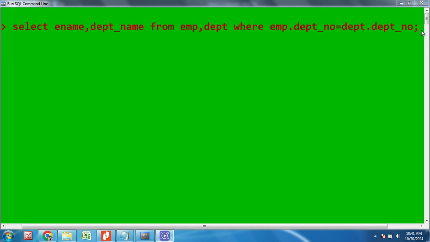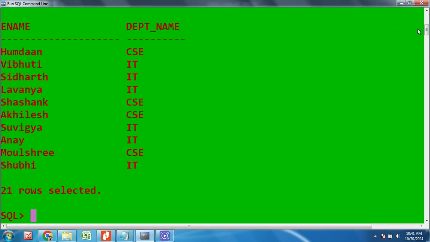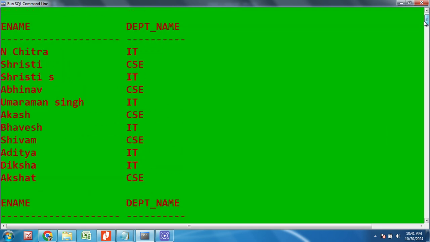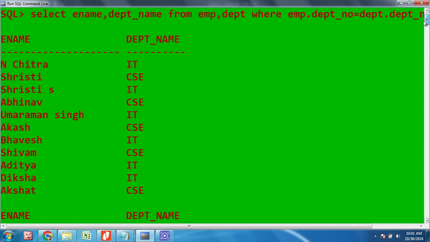So the output will be, just see, this is the output where they are showing the matching values. In both the tables their department number is the same. So N Chitra has department name IT, Srishti has department name CSC. If we see only the EMP table, we can see the department number, but we cannot see the department name. By looking at the DEPT table also we can see the department name. So by watching two tables we can see the desired output.